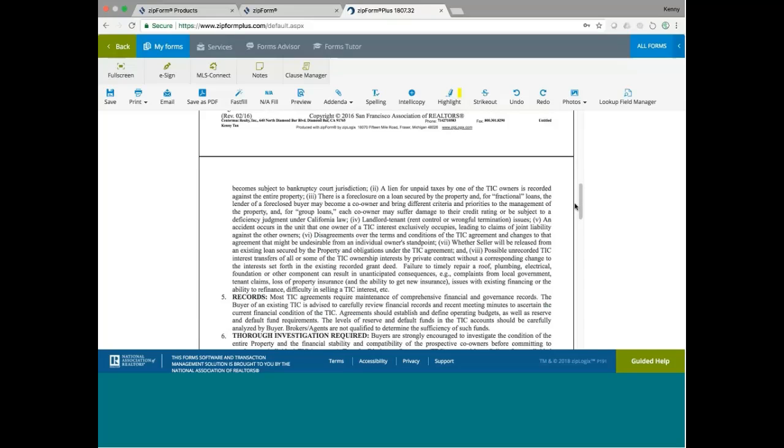Also, they want to warn the buyer about rent control issues or wrongful termination issues. Rent control talks about the control of the rent increase and also eviction control. Okay. Now, wrongful termination talks about a landlord who wrongfully evicted a tenant. That's what a wrongful termination is.